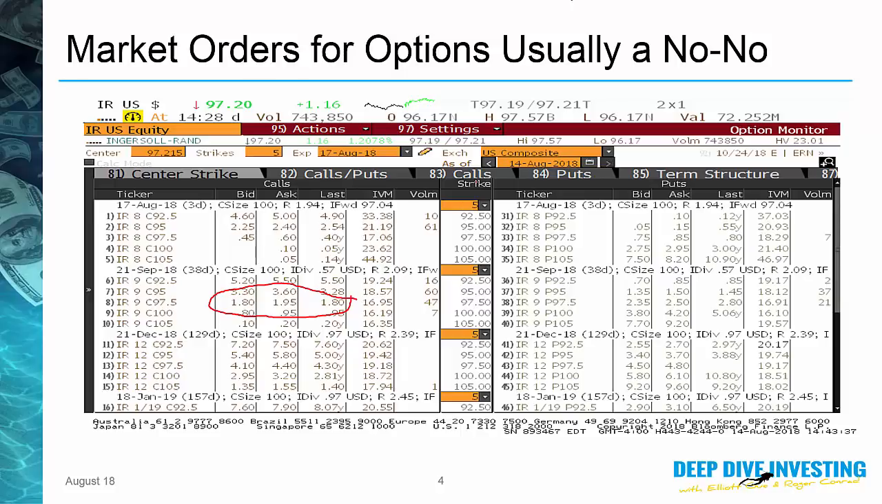Doesn't sound like a lot of money, but let's say you're trading 10 options. Suddenly that 15-cent spread becomes $150 on 10 options contracts. That adds up, even if you're trading in fairly large size. So, in summation, market orders are a no-no for options.